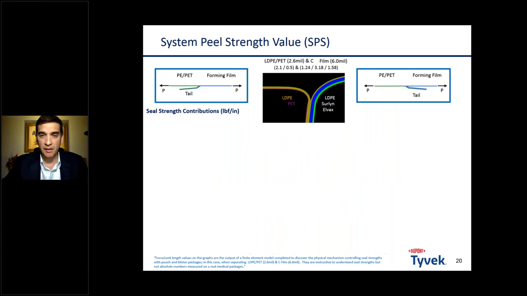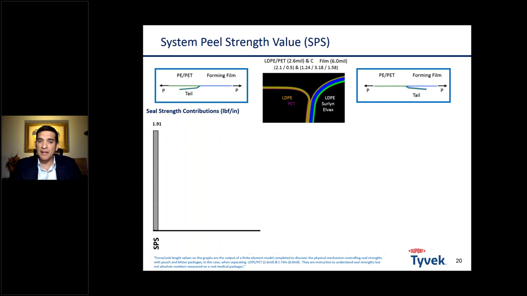So now we're going to go into a real live example. This is just one data point, one example. Now, in this particular case, you can see that we are bending back towards the polyester. On the right-hand side, we're going to bend back towards the forming film. We're going to bend back towards one side. So in this example, it'd be this way, or we're going back this way. So we're going to pull this way, or we're going to pull this way, either forming film or polyester. And what we found is this.